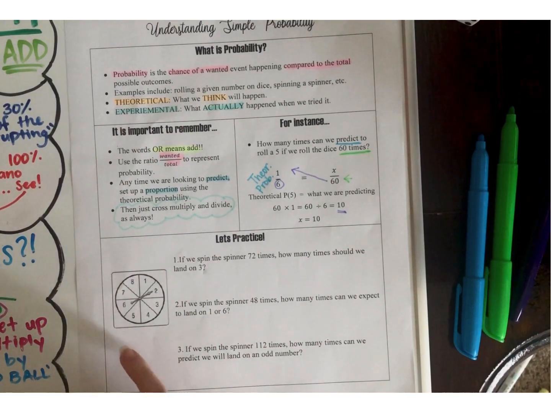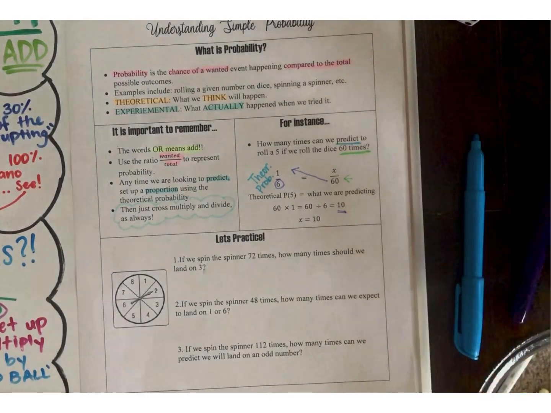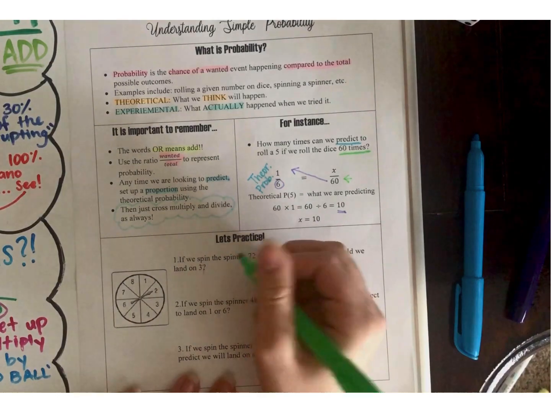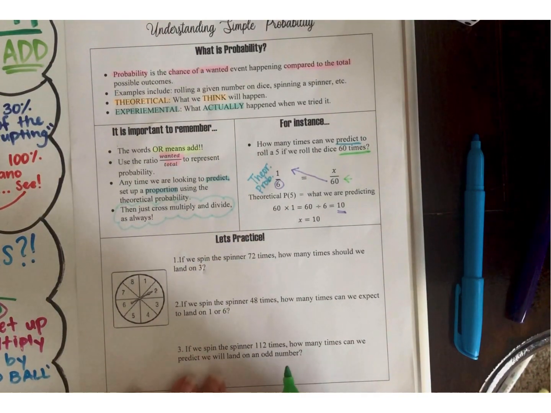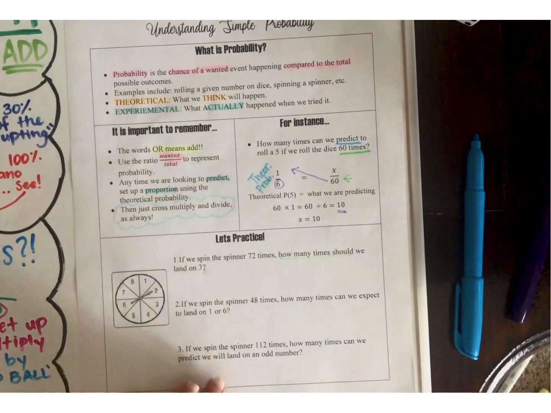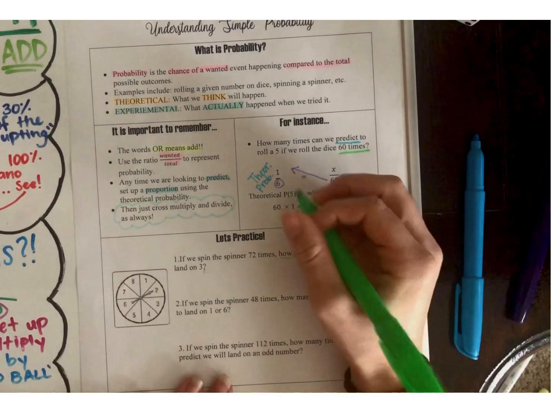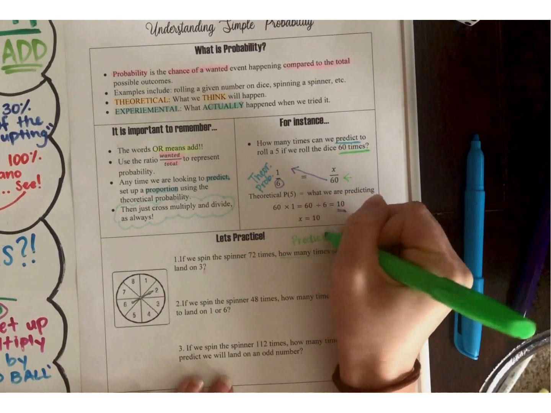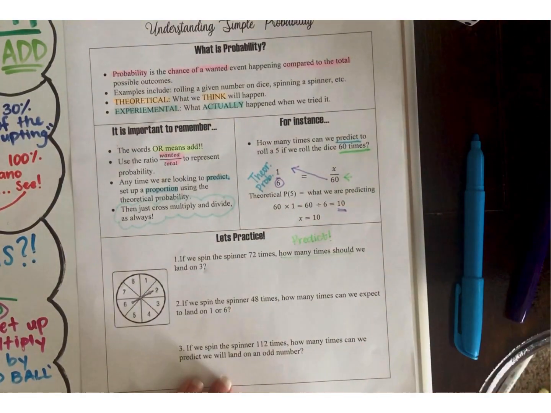I have a picture here of the spinner that we're going to use for numbers 1, 2, and 3. Let's start with number 1 together. If we spin a spinner 72 times, how many times should we land on 3? Okay, this one doesn't explicitly say that we're predicting, but because it's asking how many times something should happen, that is a prediction. That means we are trying to predict, okay?